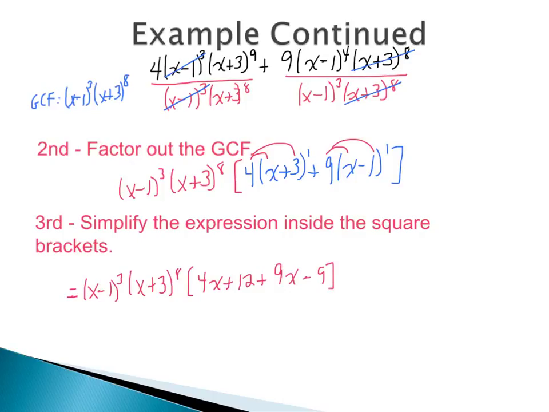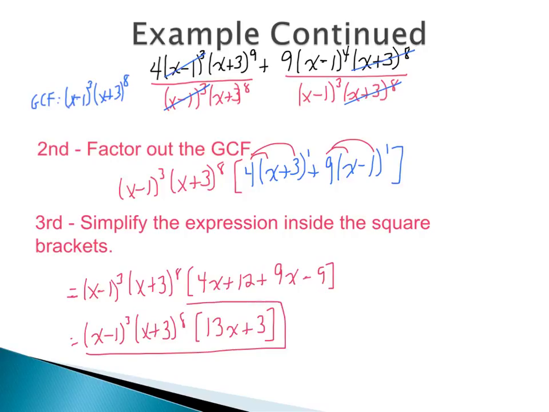Continuing to simplify inside, we can combine like terms, so we have that x minus 1 to the third stays, x plus 3 to the eighth stays, and then inside 4x and 9x would end up being 13x. And then 12 minus 9 would be 3. So this would be our fully factored form, or the original expression simplified by factoring, since we have 3 factors shown through multiplication. You can use the square brackets here at the end, or you can use parentheses.